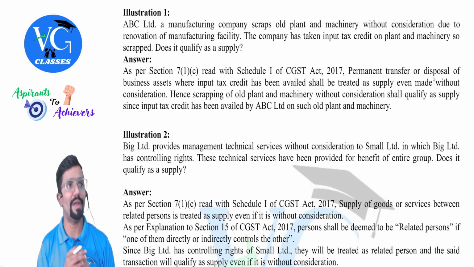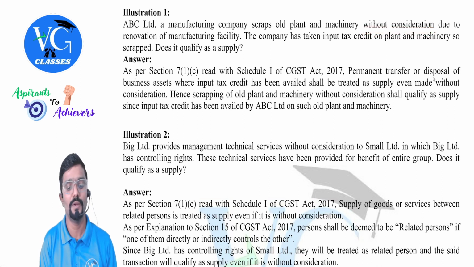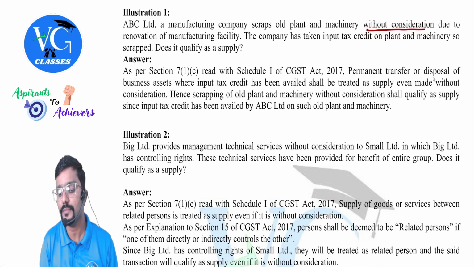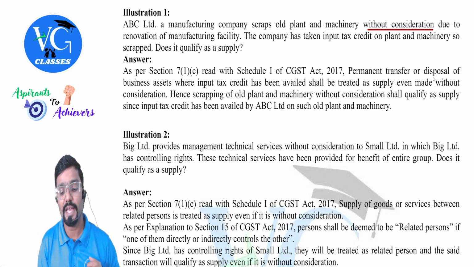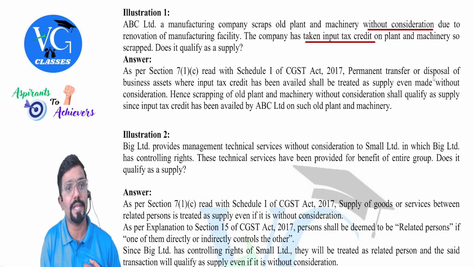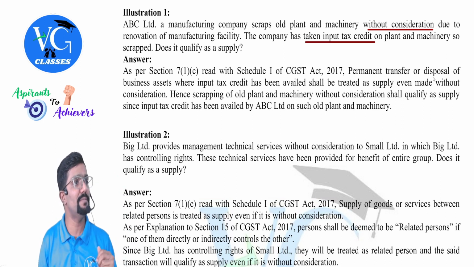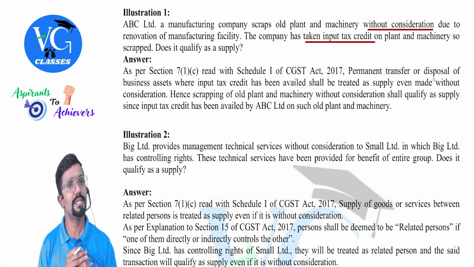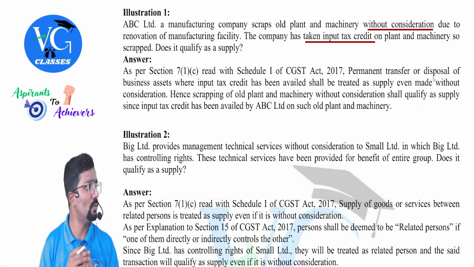Come to this, which is after schedule 1. Let me read it. Illustration number 1. ABC Limited, a manufacturing company, scraps old plant and machinery without consideration. Let me underline that. Due to renovation of the manufacturing facility, the company has taken input tax credit on plant and machinery, so scrap. Does it qualify as supply, people? Yes. When it was purchased, credit was claimed. Now they are giving it free of cost. Is it a supply? Yes, as per para 1 of schedule 1.